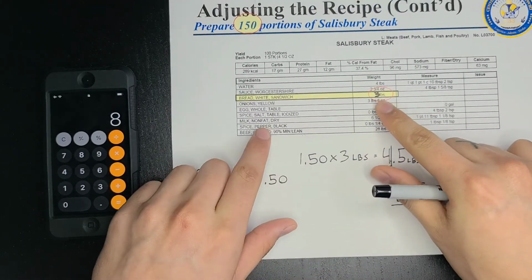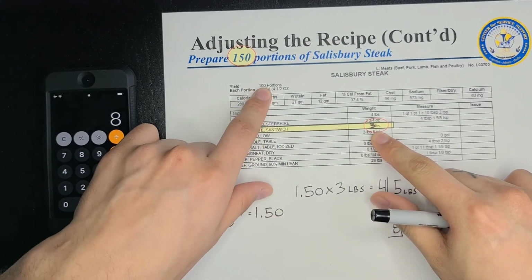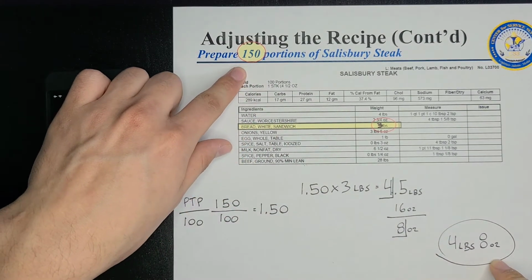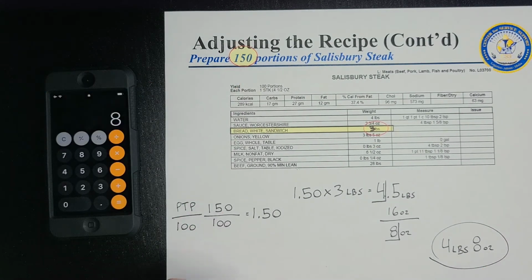So with the 3 pounds of sandwich bread, you can make 100 portions. And with 4 pounds and 8 ounces, you can make 150 portions. So again, we just did a problem using your yield adjustment formula.